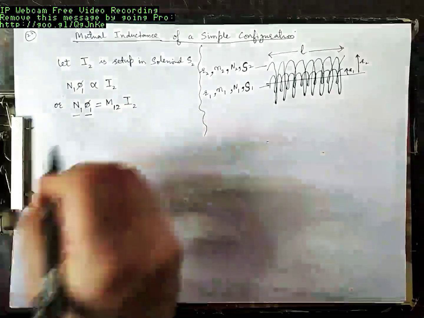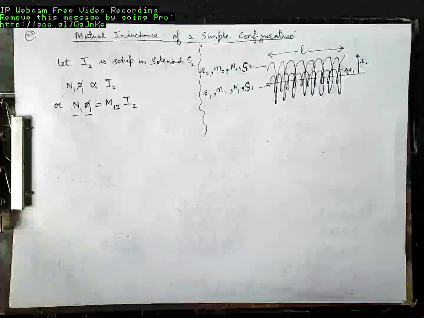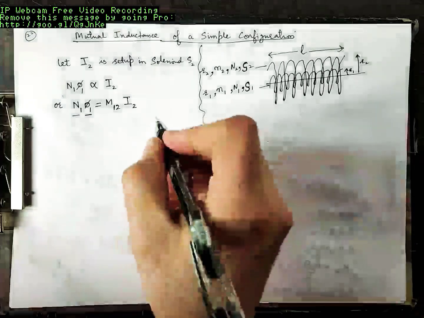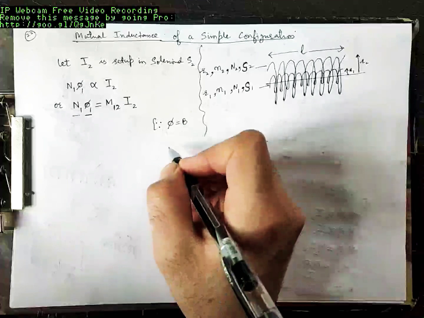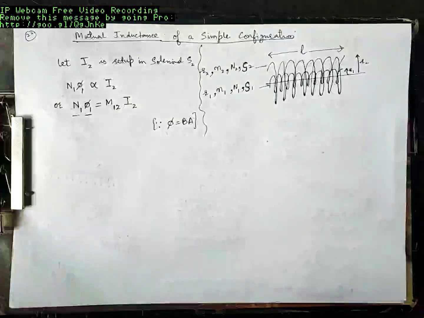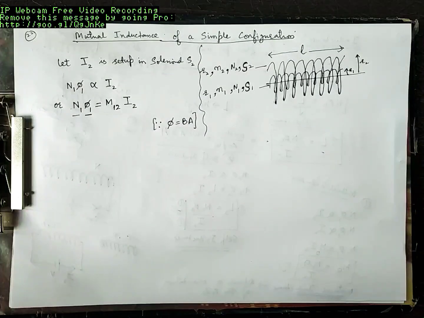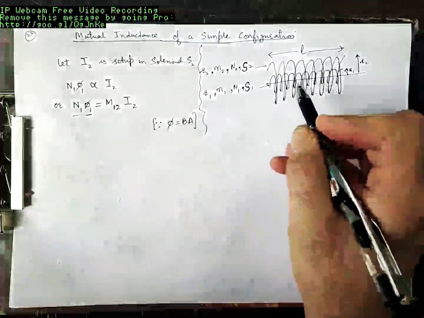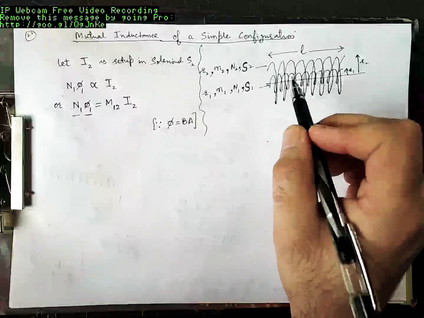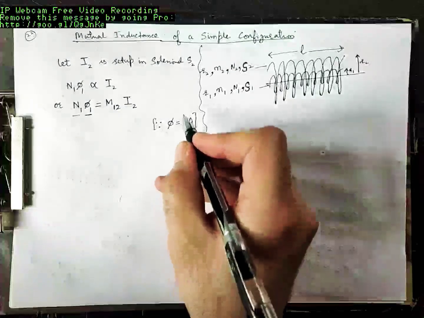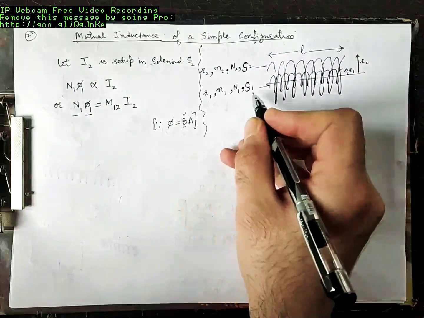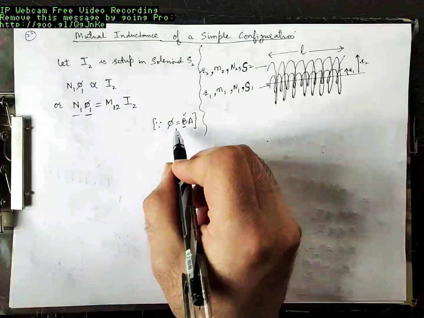Can I express this flux passing through coil 1? Do we have an expression for phi 1? We already know that flux phi anywhere is equal to magnetic flux density B into area A. This phi 1 is the flux that is passing through solenoid 1. But this flux linking solenoid 1 is produced because of current in solenoid 2. So this magnetic field B will be the magnetic field produced by solenoid 2.